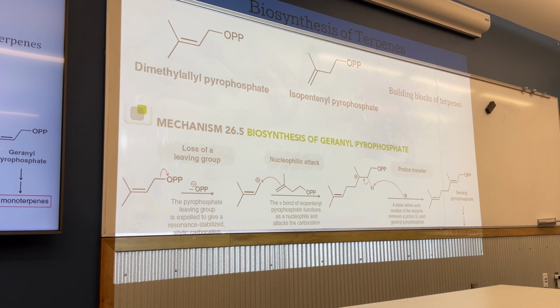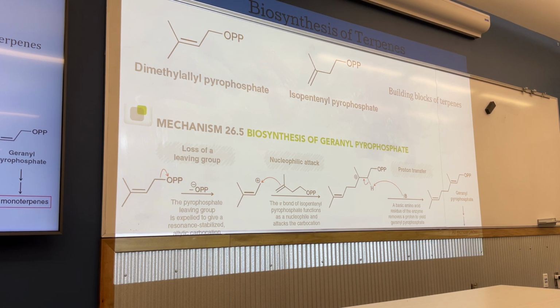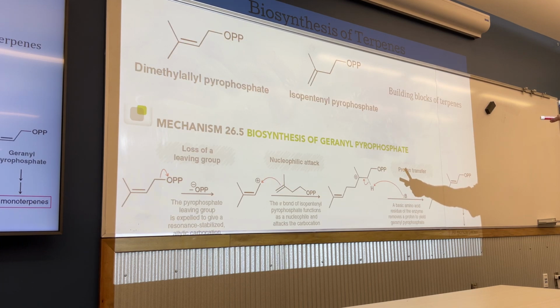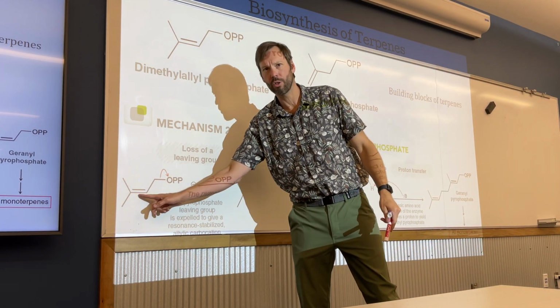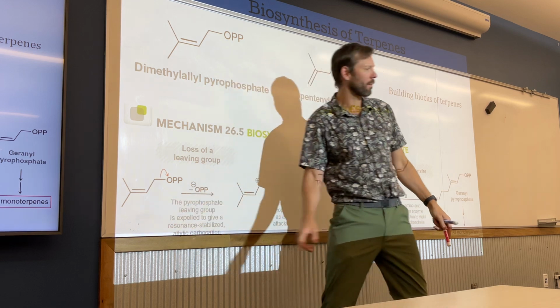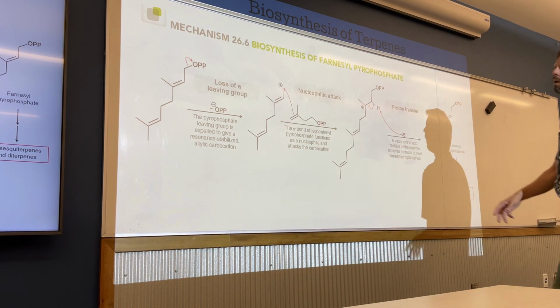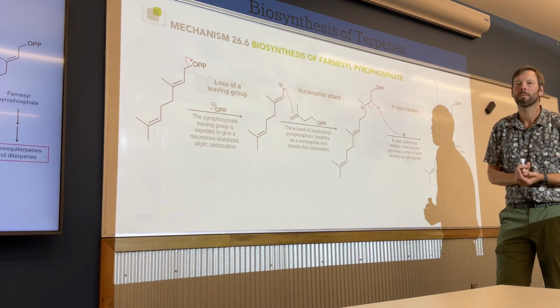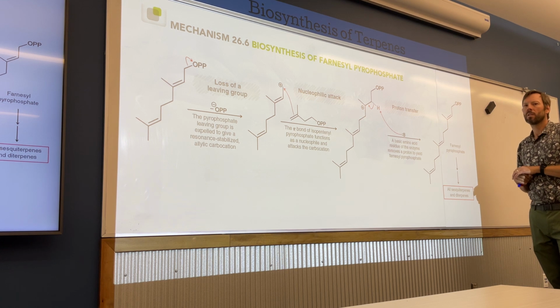So we use different precursors, different sizes to make bigger or smaller terpenes, but it's still got that loss of a leaving group, nucleophilic attack, proton transfer. It just depends on what we're using to start with. Here essentially 1 isoprene unit. Here, 2 isoprene units. Questions on that?